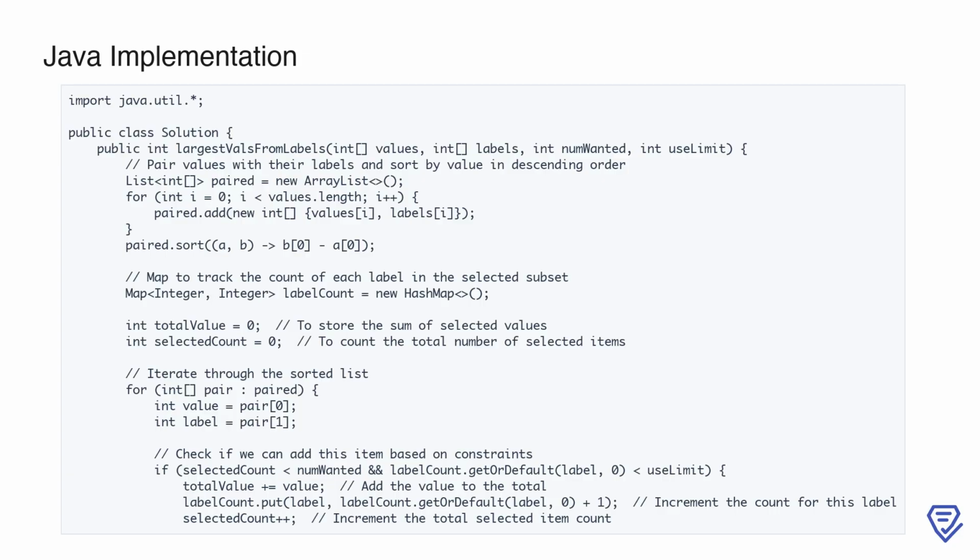For each pair, we extract the value and label. We then check two conditions: whether the total number of selected items is still below the allowed limit, and whether the current label's usage count is within the specified use limit. If both conditions are met, we add the value to our total, update the label count in the hash map, and increment the selected item count.